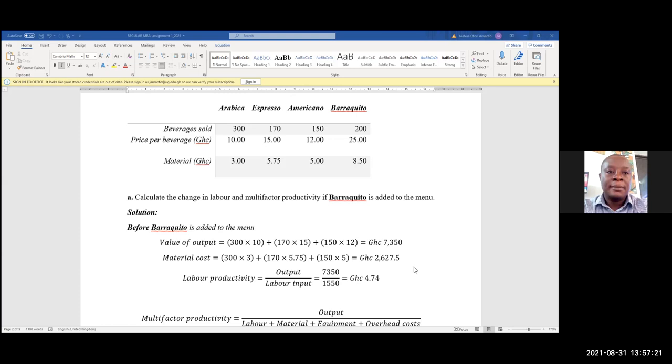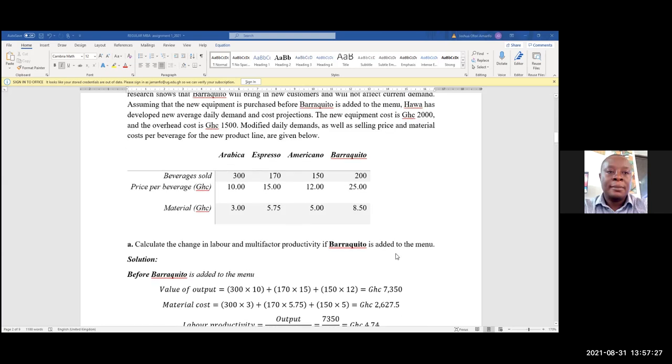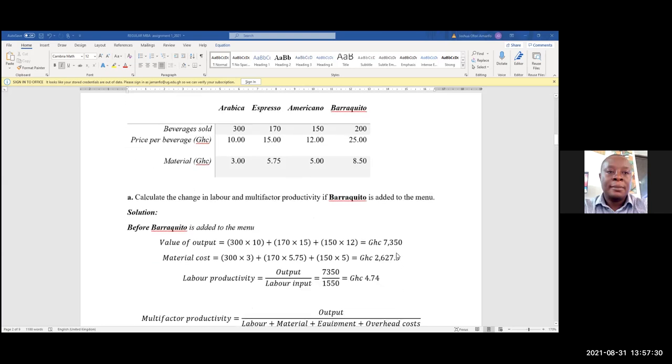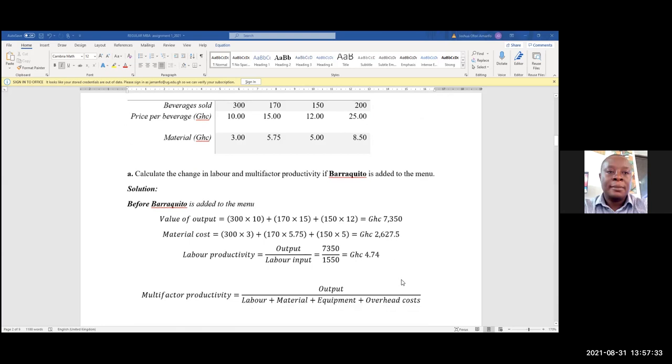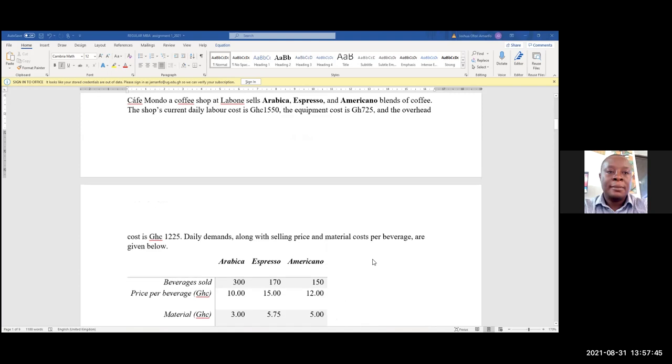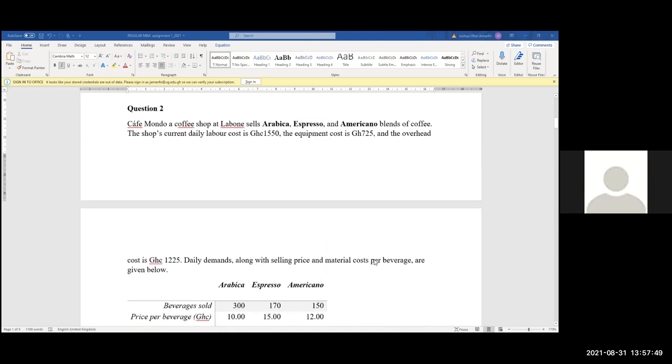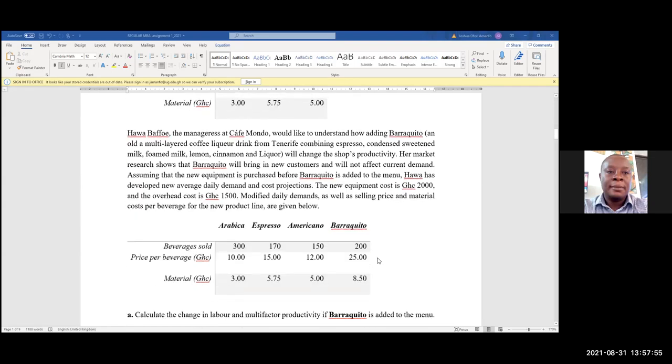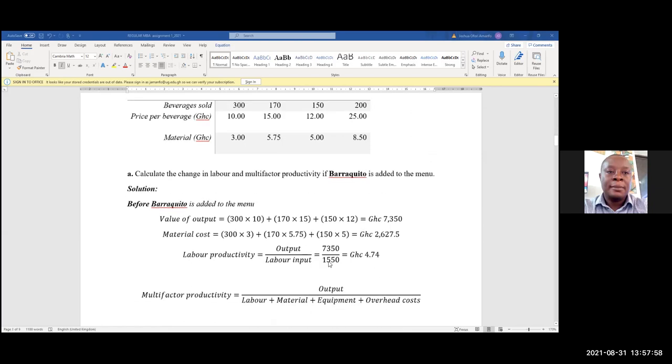Okay. So for our labor productivity, we'll divide our output by the labor input. The labor input was given in the question: the shop's current daily labor cost is 1,550. So now that you have the output, you just divide it by the labor cost, and that should give you 4.75.